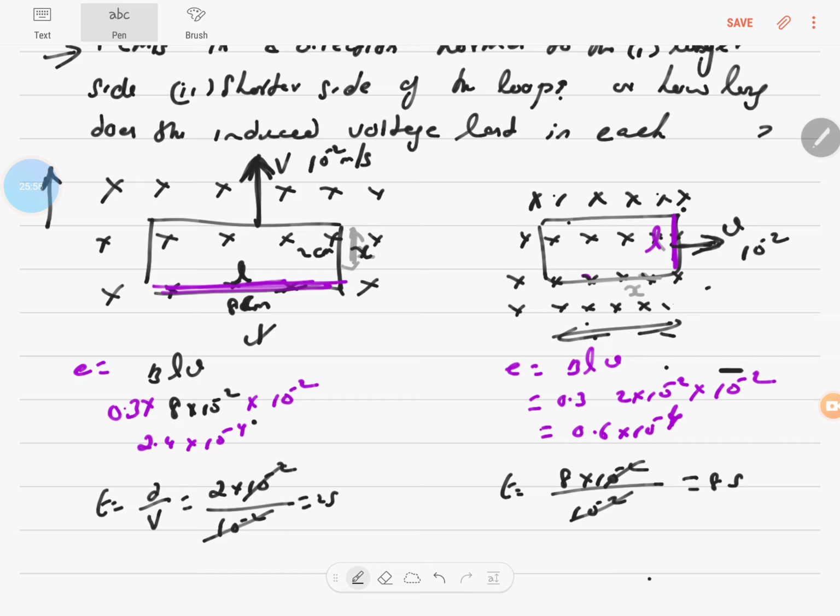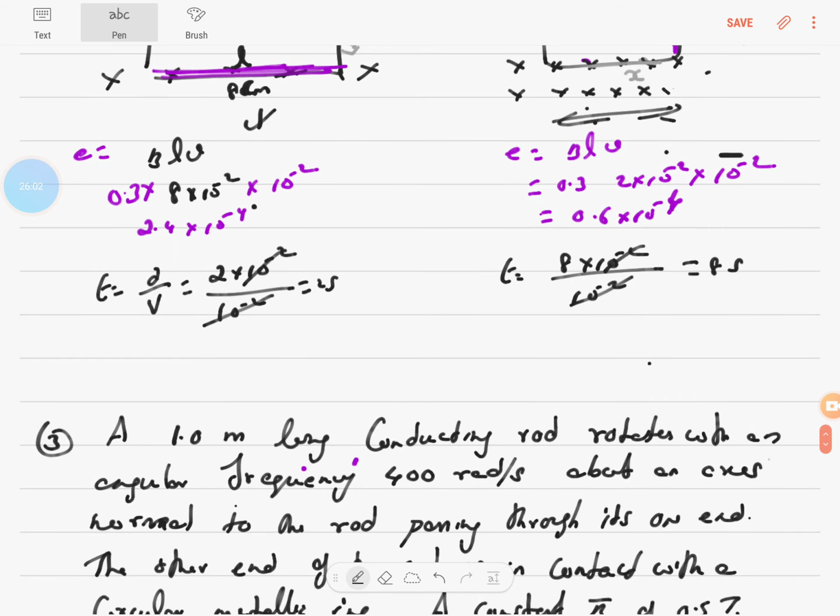So then it's distance by time, it's 8 by time, which is distance by velocity. So there you get that. Okay, so then let's go to the next question.